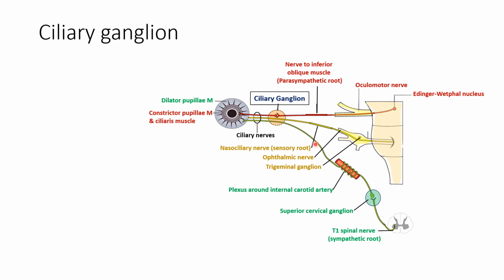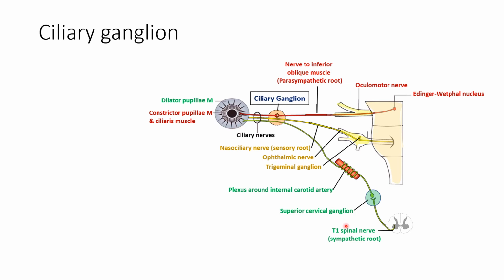And the next thing is sensory. Sensory route is via the nasociliary. You can see here nasociliary. So it doesn't relay in that ganglion. So it just passes through that and supplies the eyeball.